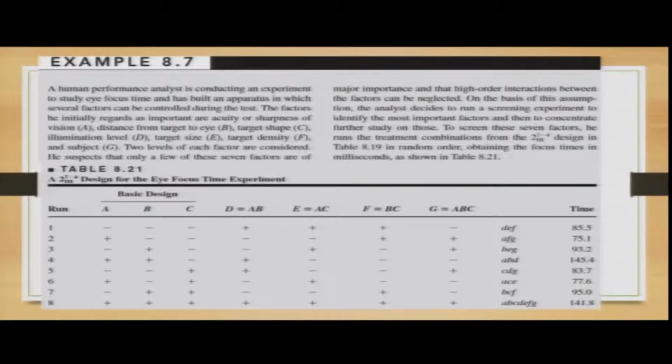To screen these 7 factors, he or she runs the treatment combinations from the 2 to the power 7 minus 4 design, the third level design, as given in table 8.19, in random order in order to obtain the focus time on a level of milliseconds, and that is given in the table as given here, which is table 8.21.